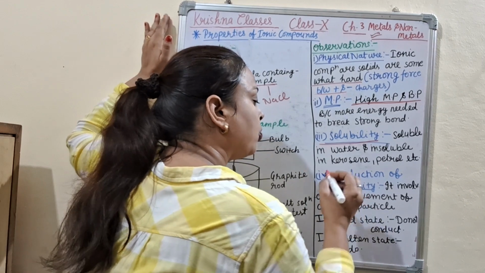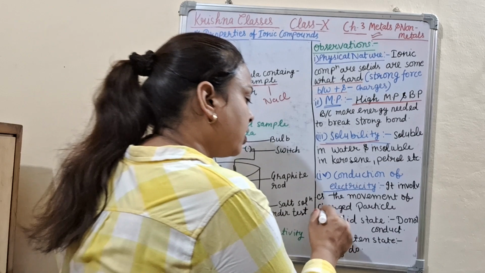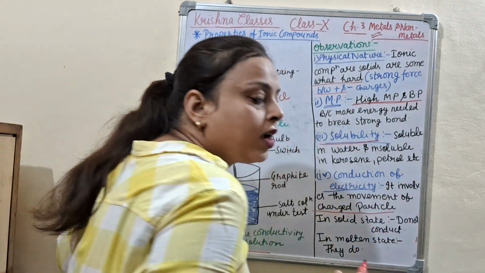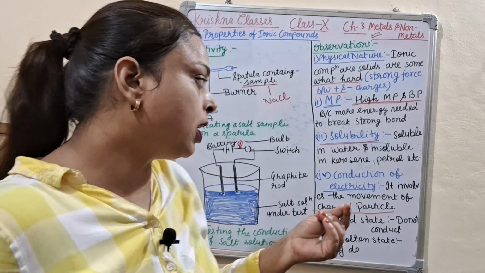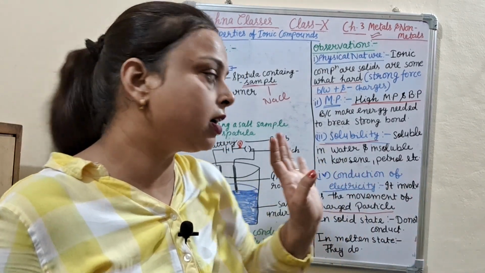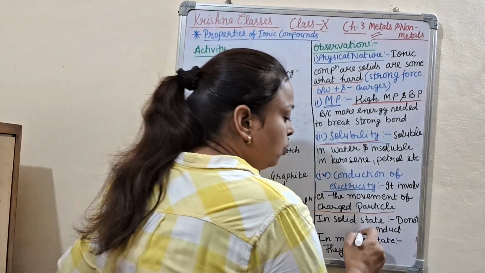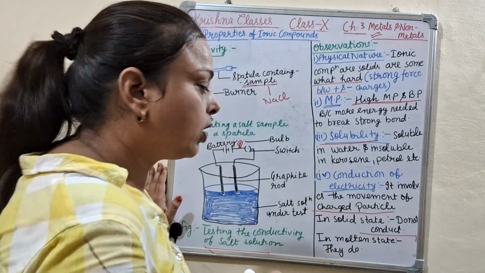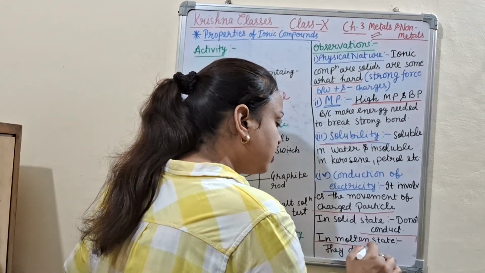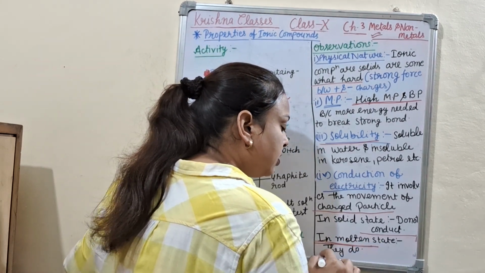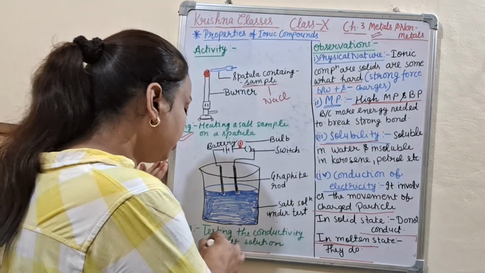Now come to the next point, conduction of electricity. It involves the movement of charged particles. What can you say about the conduction of electricity? You can say conduction of electricity means movement of charged particles. In the solid state, ionic compounds do not conduct electricity, but in the molten state they do. It means they conduct electricity.